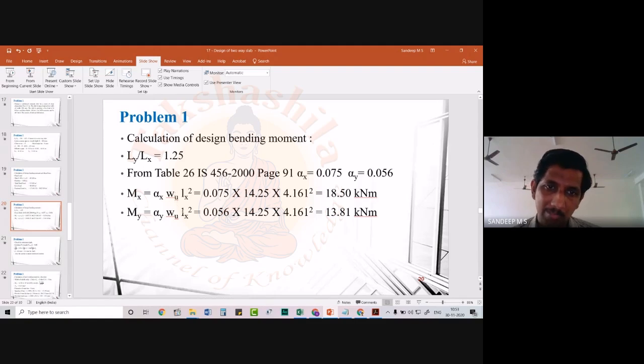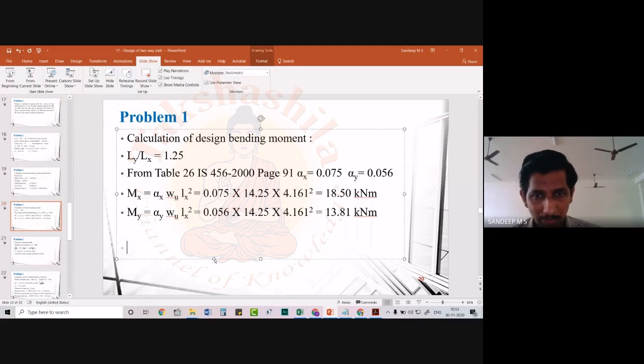We have already calculated the value of factored load, so substitute that value, and I am again repeating, this is Lx, and in the case of My also it is Lx. Since you haven't asked why we are again using Lx in the second equation, I am not giving any explanation.